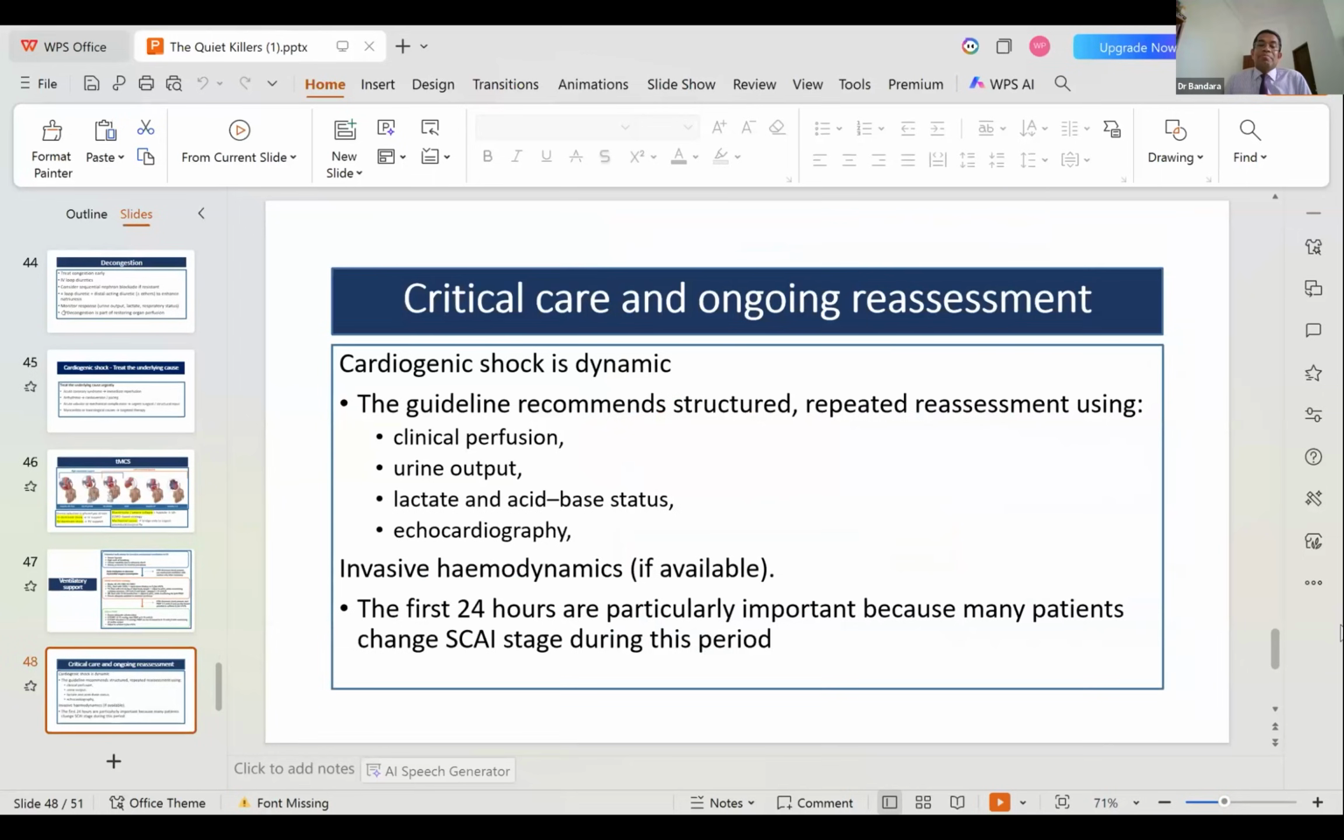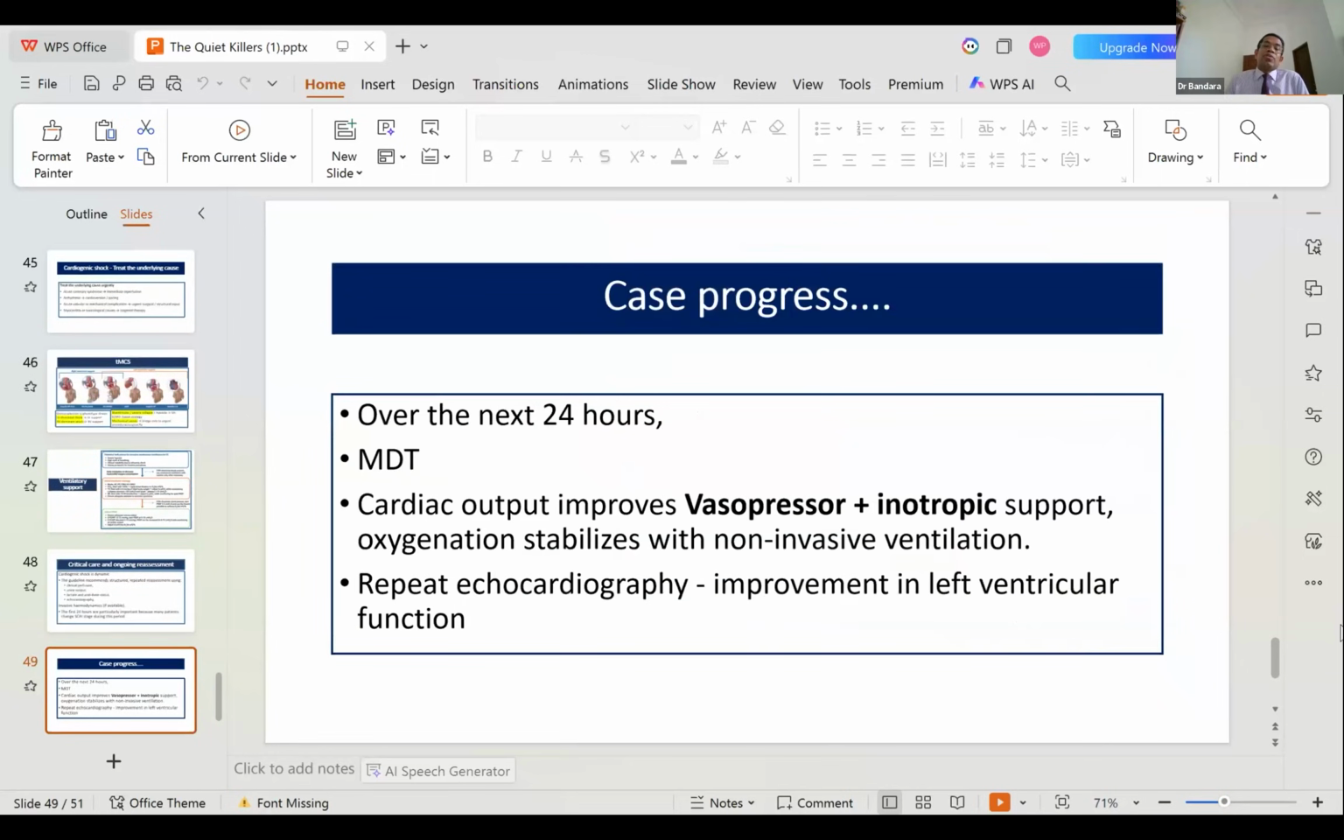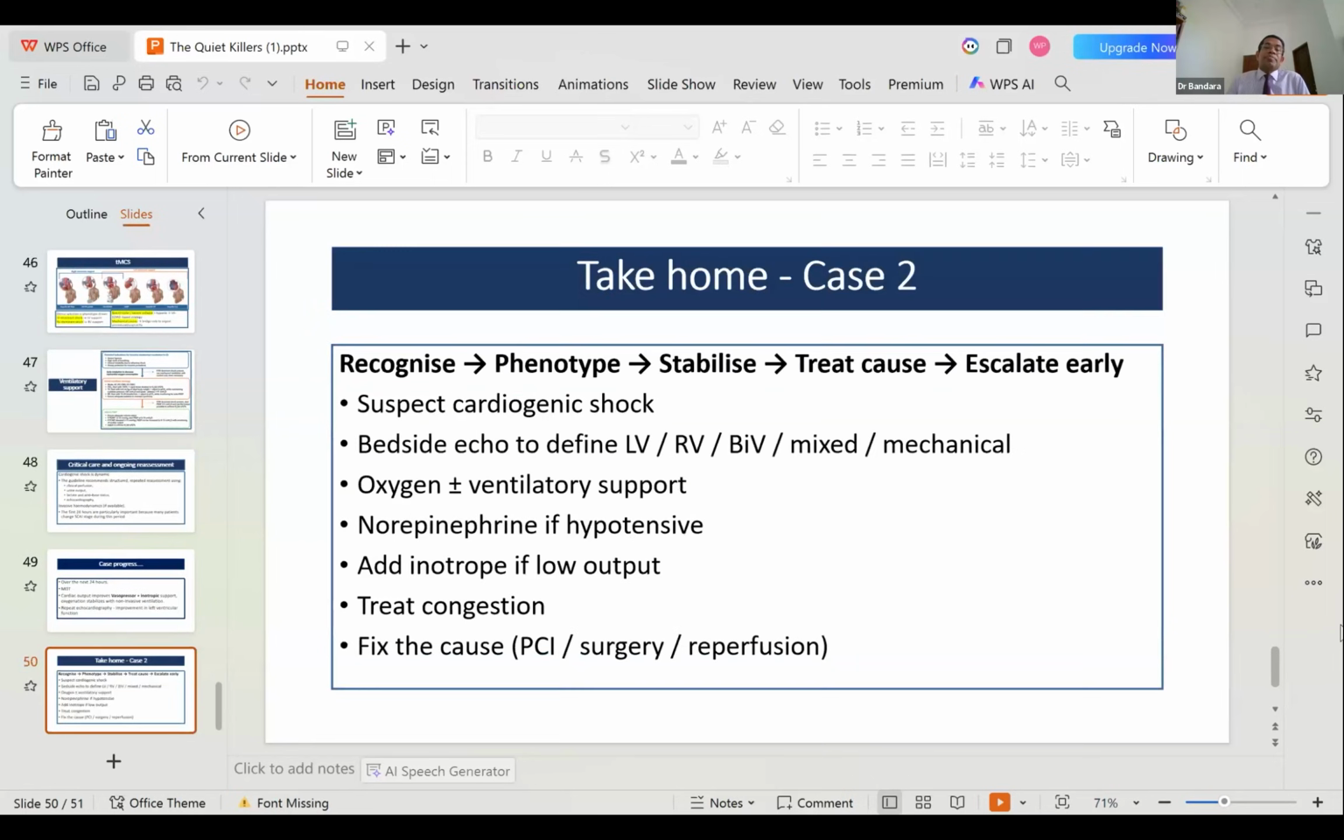Our patient had mechanical support, inotropic support and vasopressor support within the first 24 hours, and then had a repeat echocardiogram after the thrombolysis. The patient had improved left ventricular dysfunction, so the patient was ultimately saved.